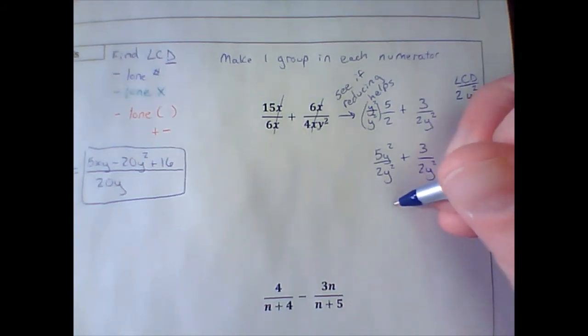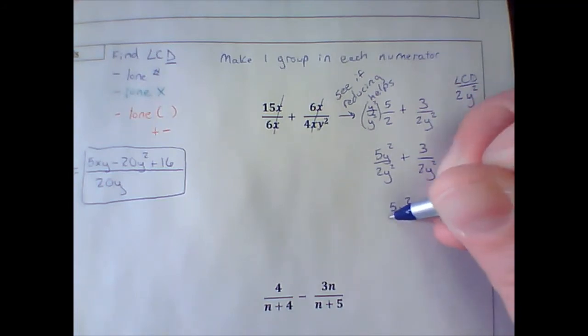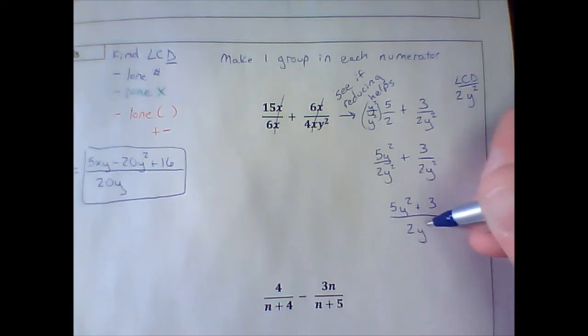Okay? So here we go. We're going to add our like terms, which is not a whole lot of work. We have 5y squared plus 3, because those are not like terms. And then we have a 2y squared. We have formed a new group on the top.